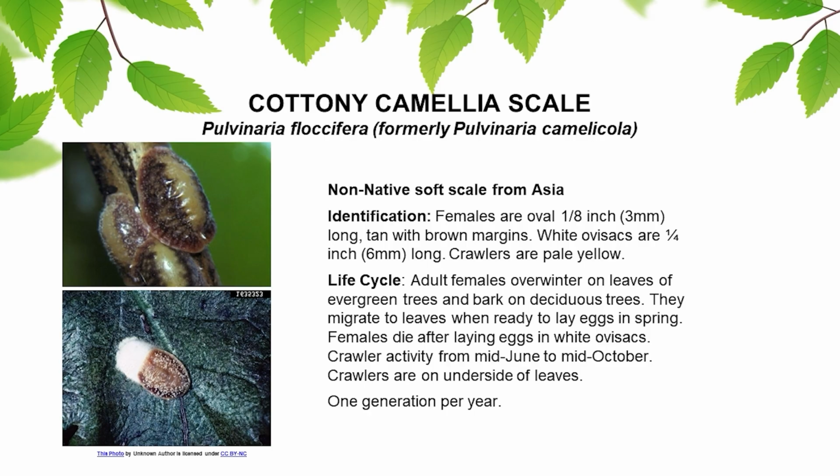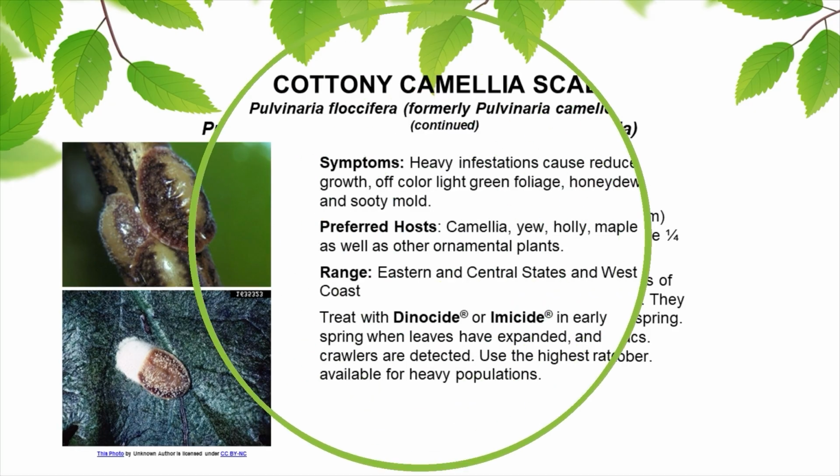Crawlers are pale yellow. Adult females overwinter on the leaves of evergreen trees and on the bark of deciduous trees. They migrate to leaves to lay eggs in spring. Females die after they have laid eggs in white ovisacs that can contain up to 1,000 eggs. Crawler activity is from mid-June to mid-October. Crawlers can be found on the underside of leaves. The cottony camellia scale has 1 generation per year.